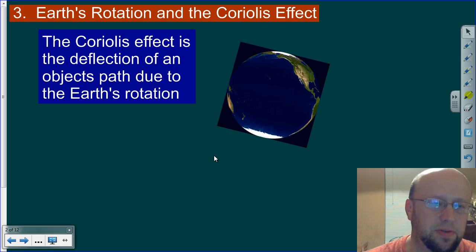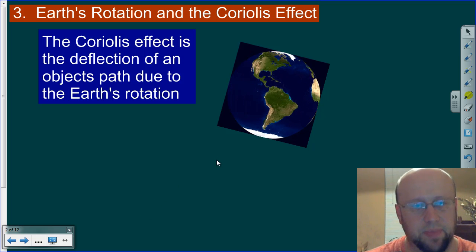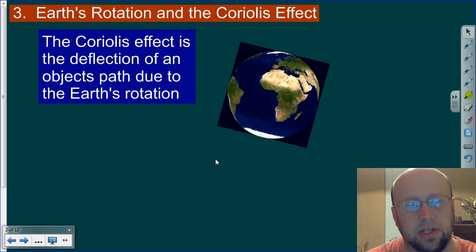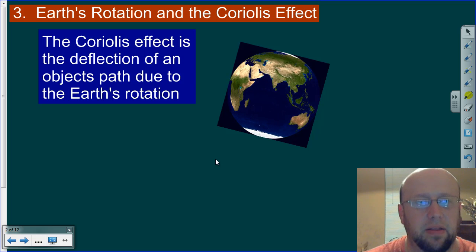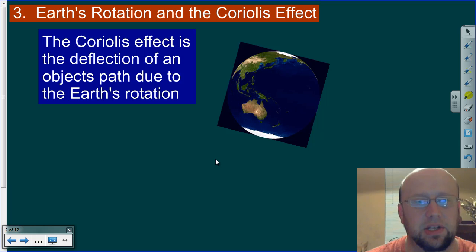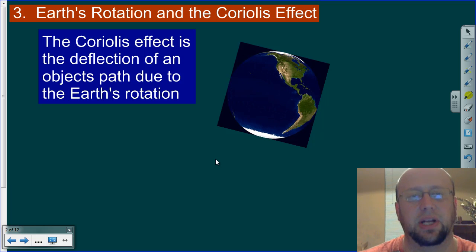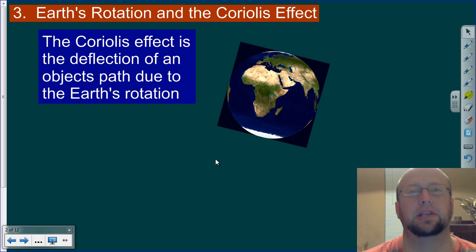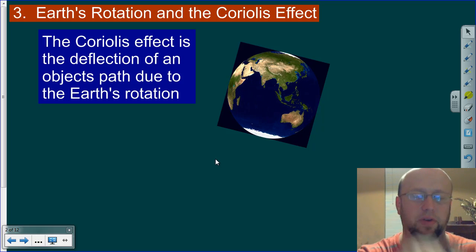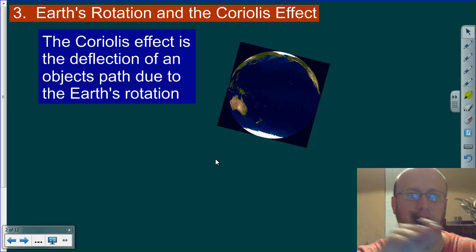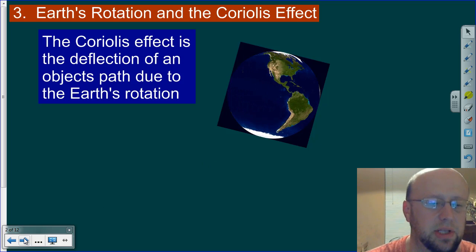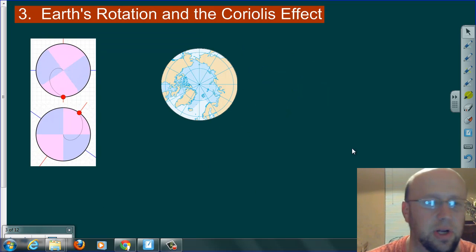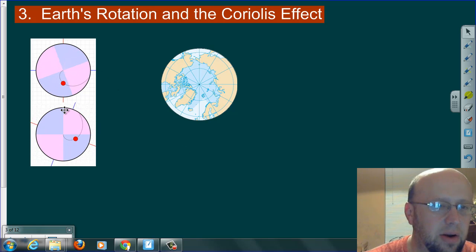Basically, the Coriolis effect is that the Earth rotates, and since the Earth is constantly rotating, things are going to get their path deflected because of this rotation. You can kind of think of it as the object wants to move in one way, and yet the Earth is moving underneath it. Okay, and so let's look at essentially what that means for us here. These two diagrams over here are essentially showing the idea of the Coriolis effect.